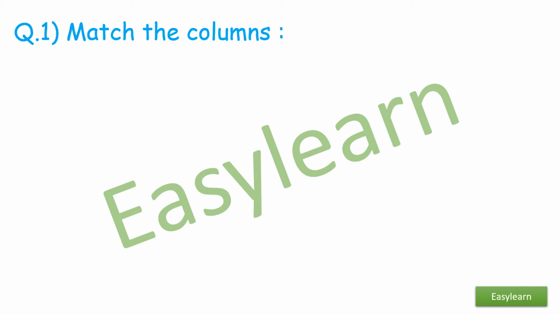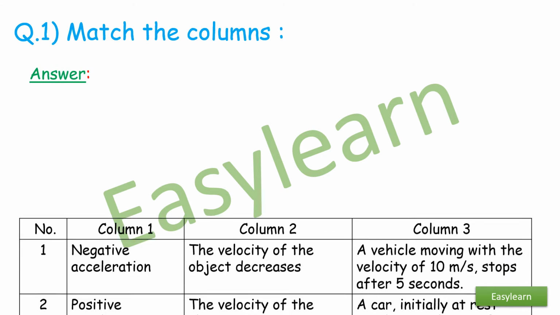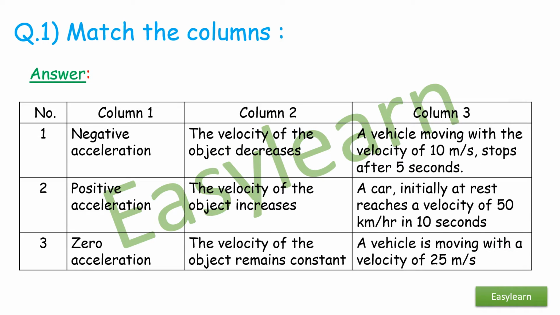Question number 1, match the columns. Answer: negative acceleration, the velocity of the object decreases. A vehicle moving with the velocity of 10 meter per second stops after 5 seconds. Second, positive acceleration. The velocity of the object increases.